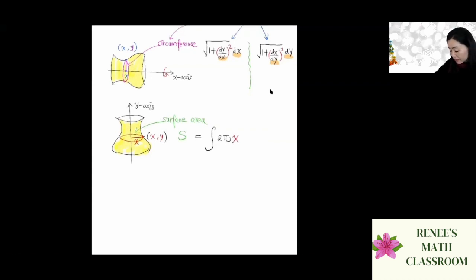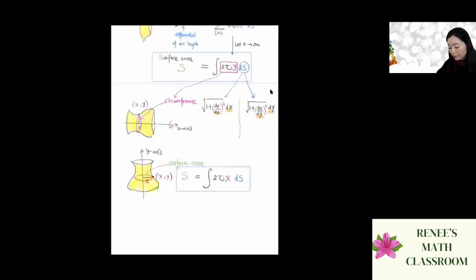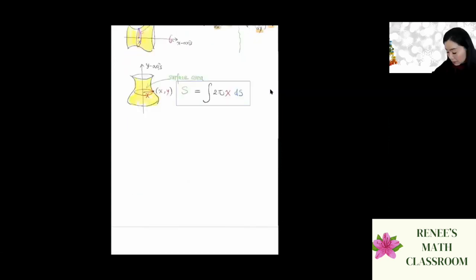And then again, the differential arc length over here. So that's the formula if you have this arc rotate about the y-axis. So it depends on whether you're rotating about the x-axis or y-axis. This is for about the x-axis. This is for when you rotate about the y-axis. This is the circumference, and this is the differential of arc length.